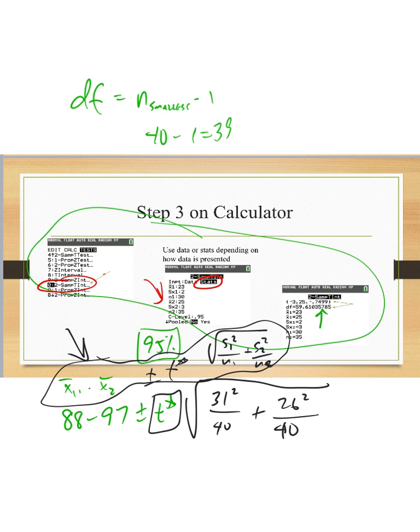Now you can see the values I have in my calculator are not the ones from this problem, okay? So I'm going to type the ones in from this problem on my own right now. My X bar 1 is 88, my S1 is 31, and my sample size is 40. My X bar 2 is 97, my S2 is 26, and my sample size for the second one is 40, and I'm going to go with a 95% confidence interval.